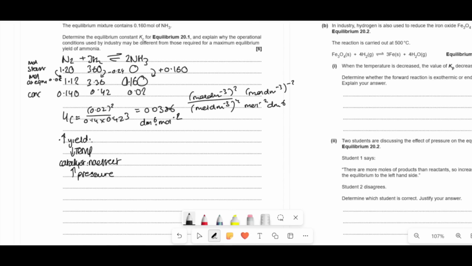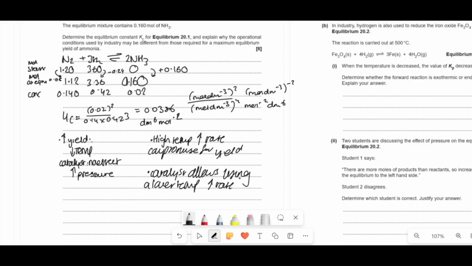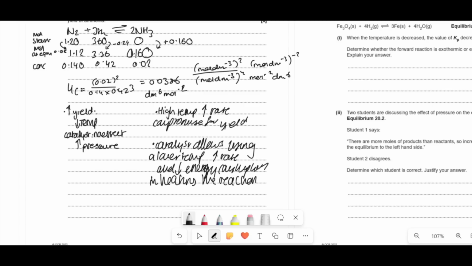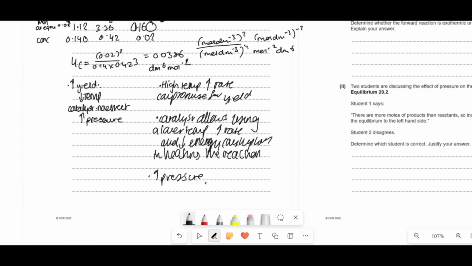So here, why have they used a higher temperature? Well, it's because the high temperature increases the rate, but it's a compromise for yield. The catalyst, though, allows using a lower temperature, and that can at least increase the rate and lower energy consumption in heating the reaction. And then, in terms of pressure, if we use a really, really high pressure, it's expensive to generate because you need a lot of energy to do that. It's expensive, requires a lot of fuel, and is a safety hazard as well.